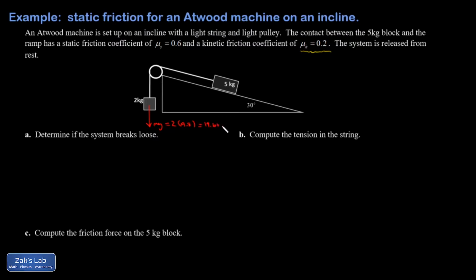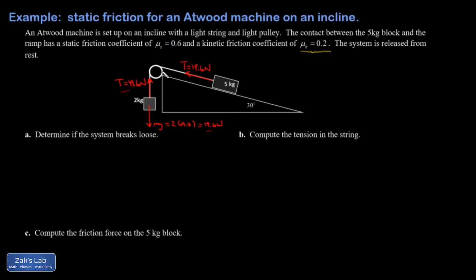newtons. The tension in the string, because I'm looking at a static system, must be equal to the weight pointing down. That's absolutely not true if the system is accelerating, but as long as it's not, they must be equal. That means this tension is going to be the same everywhere in the string. It's going to be 19.6 newtons.